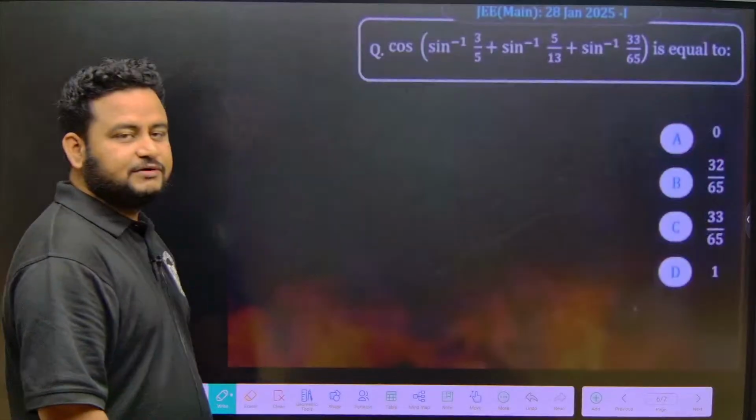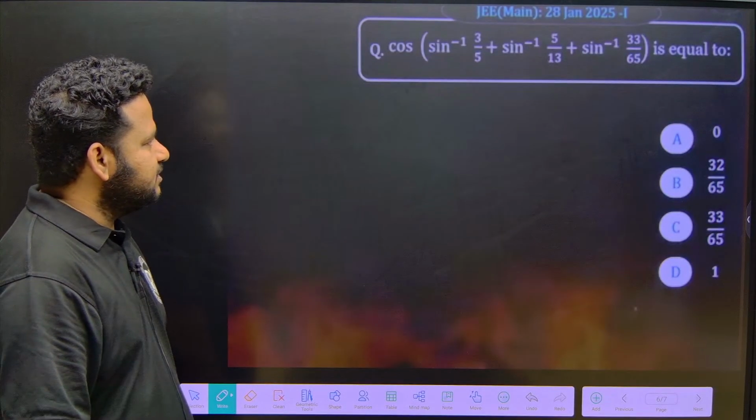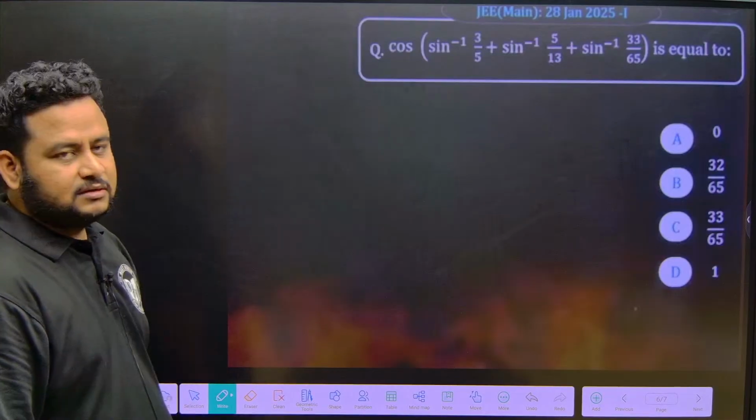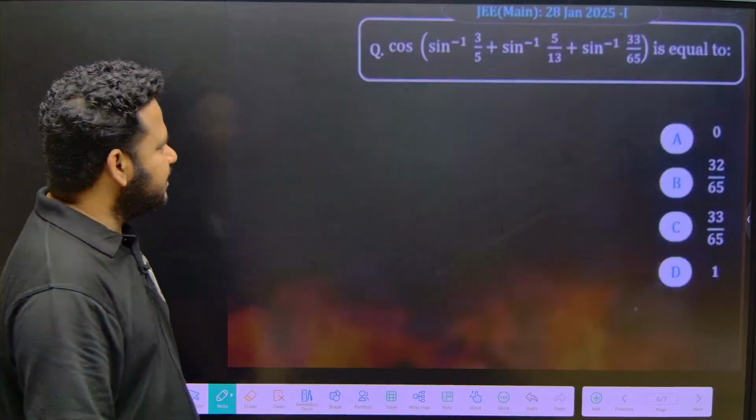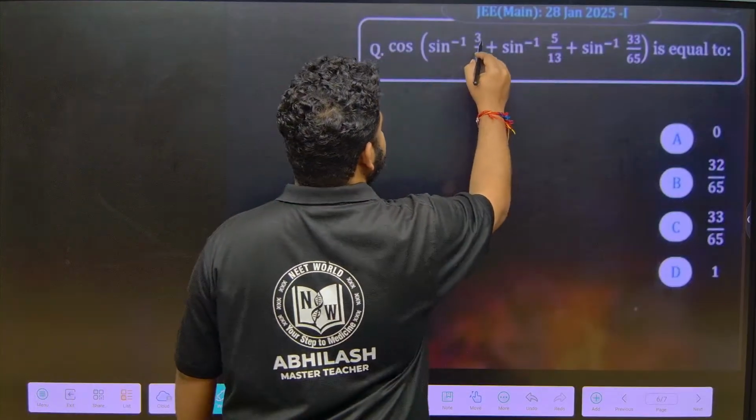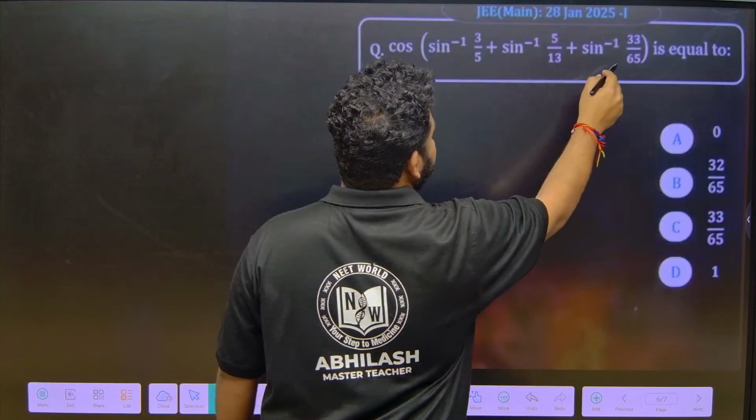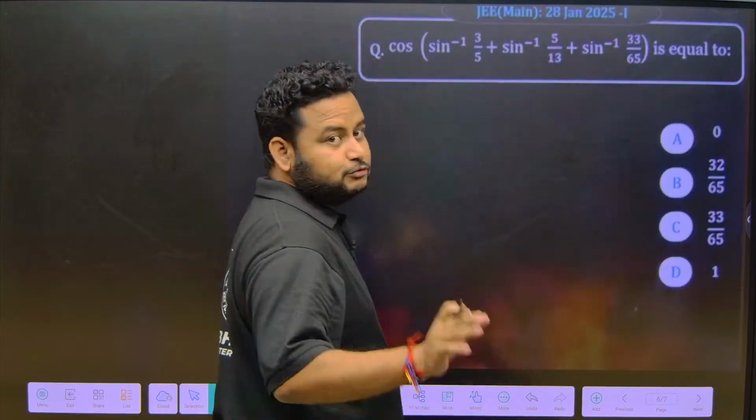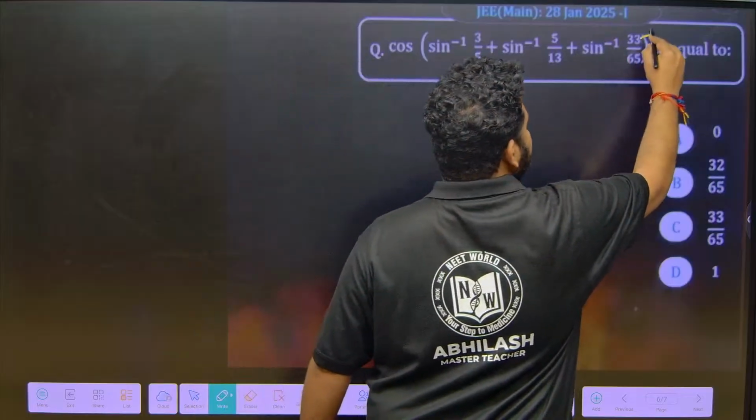Look at this. They have given cos of sin inverse of 3 by 5, sin inverse of 5 by 13, sin inverse of 33 by 65. Definitely here outside cos is there, means inside also we need cos, correct? So 3 by 5 is a Pythagorean triplet, this is also a Pythagorean triplet, and 33 by 65 another number will be, you should know, 56.